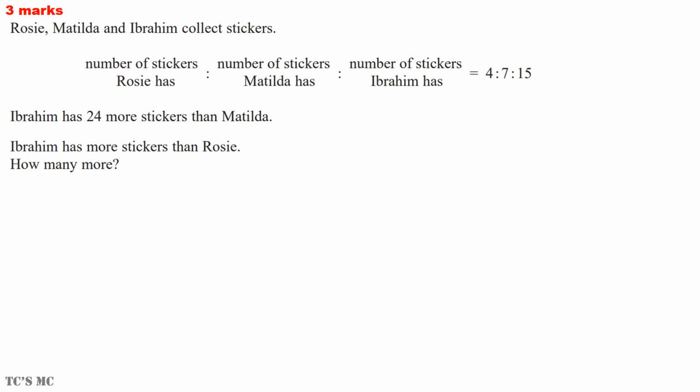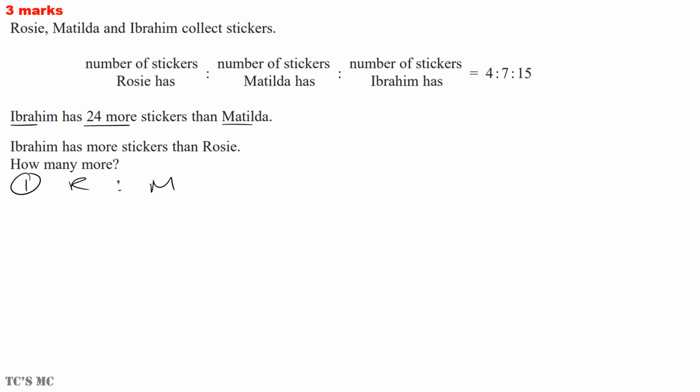Rosie, Matilda and Ibrahim collect stickers. The number of stickers Rosie has to the number of stickers Matilda has to the number of stickers Ibrahim has is 4 to 7 to 15. Ibrahim has 24 more stickers than Matilda. Ibrahim has more stickers than Rosie. How many more? For step 1, I am going to rewrite the ratio.